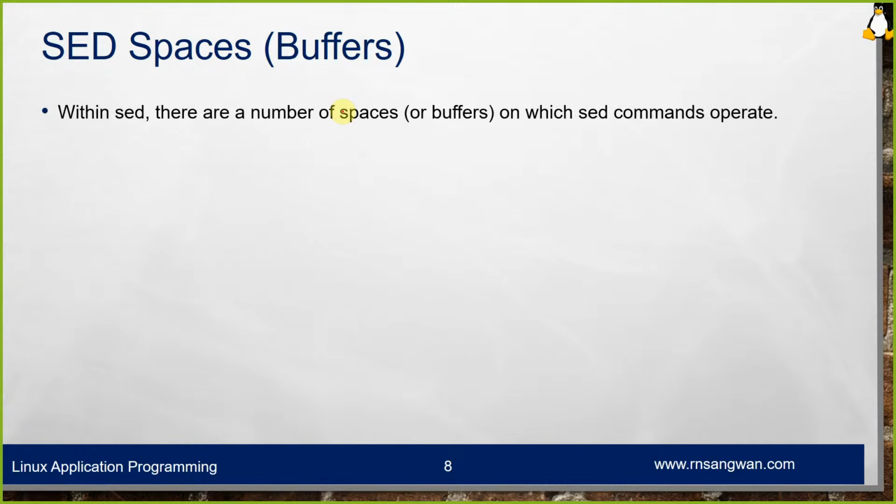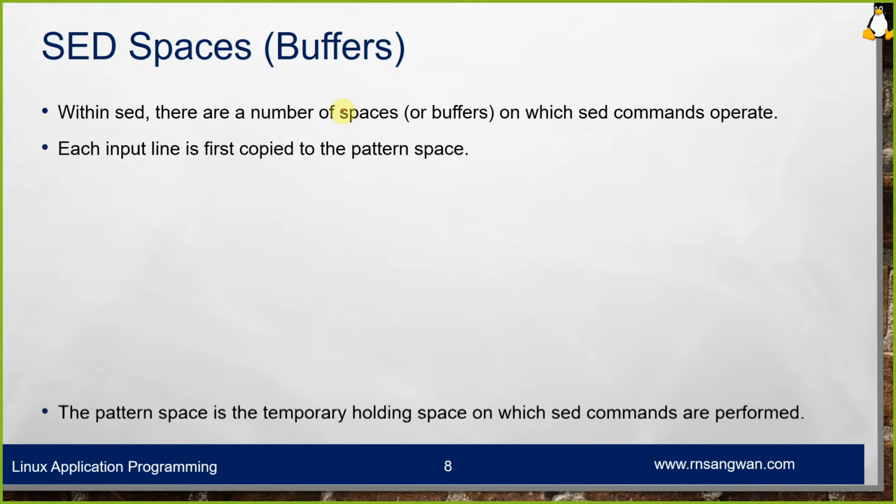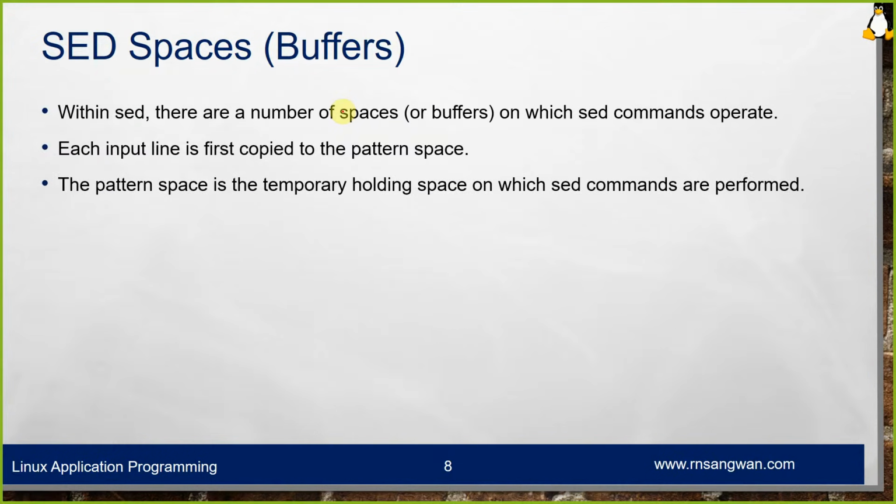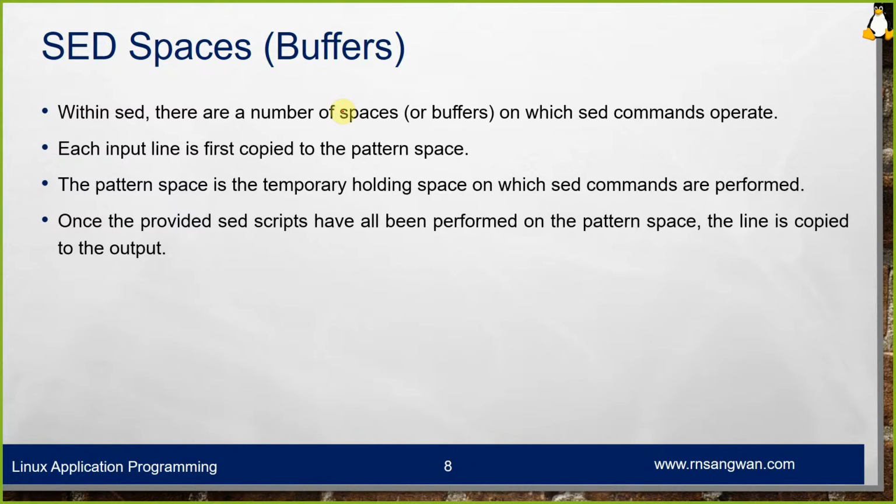Within SED, there are a number of spaces or buffers on which SED commands operate. Each input line is copied to the pattern space. The pattern space is the temporary holding space on which SED commands are performed. Once all the scripts provided have been performed on the pattern space, the line is copied to the output.